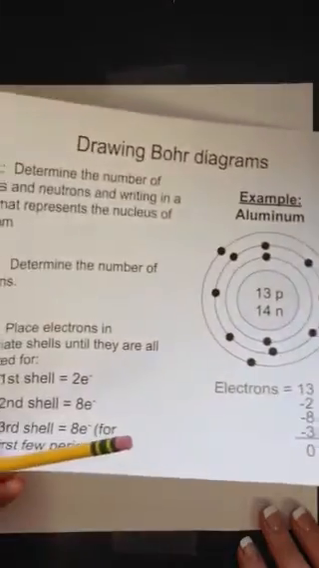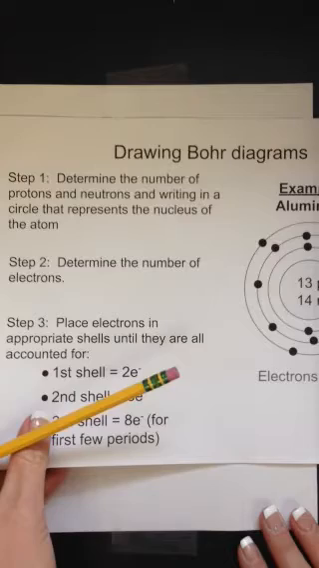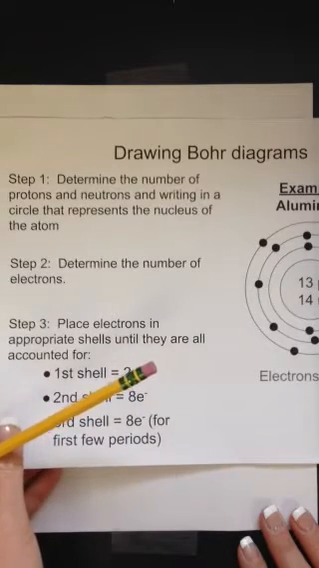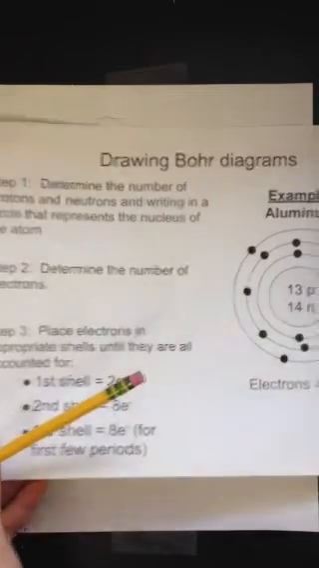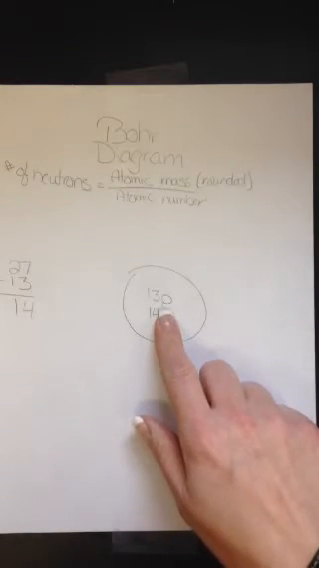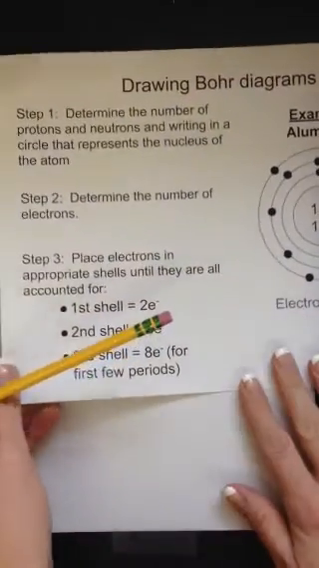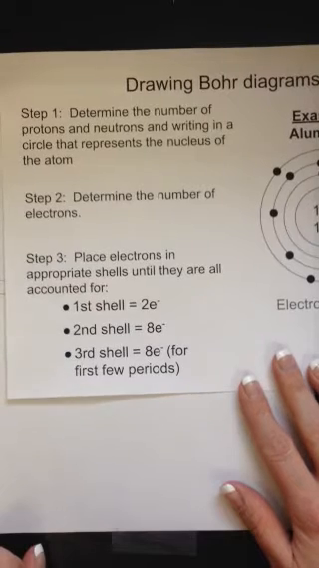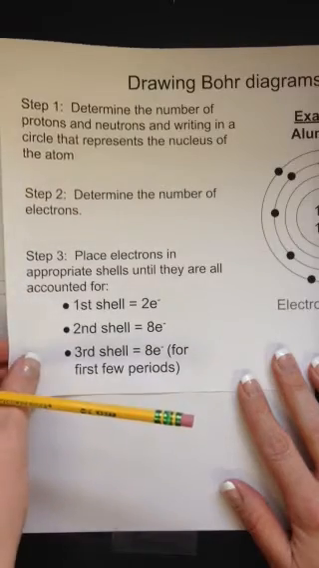Step 2 is to determine the number of electrons. If you remember, we said that the number of electrons equals the number of protons. So we have 13 protons, we're going to have 13 electrons. The last step in the process is to place the electrons in the appropriate shells until they're all accounted for.